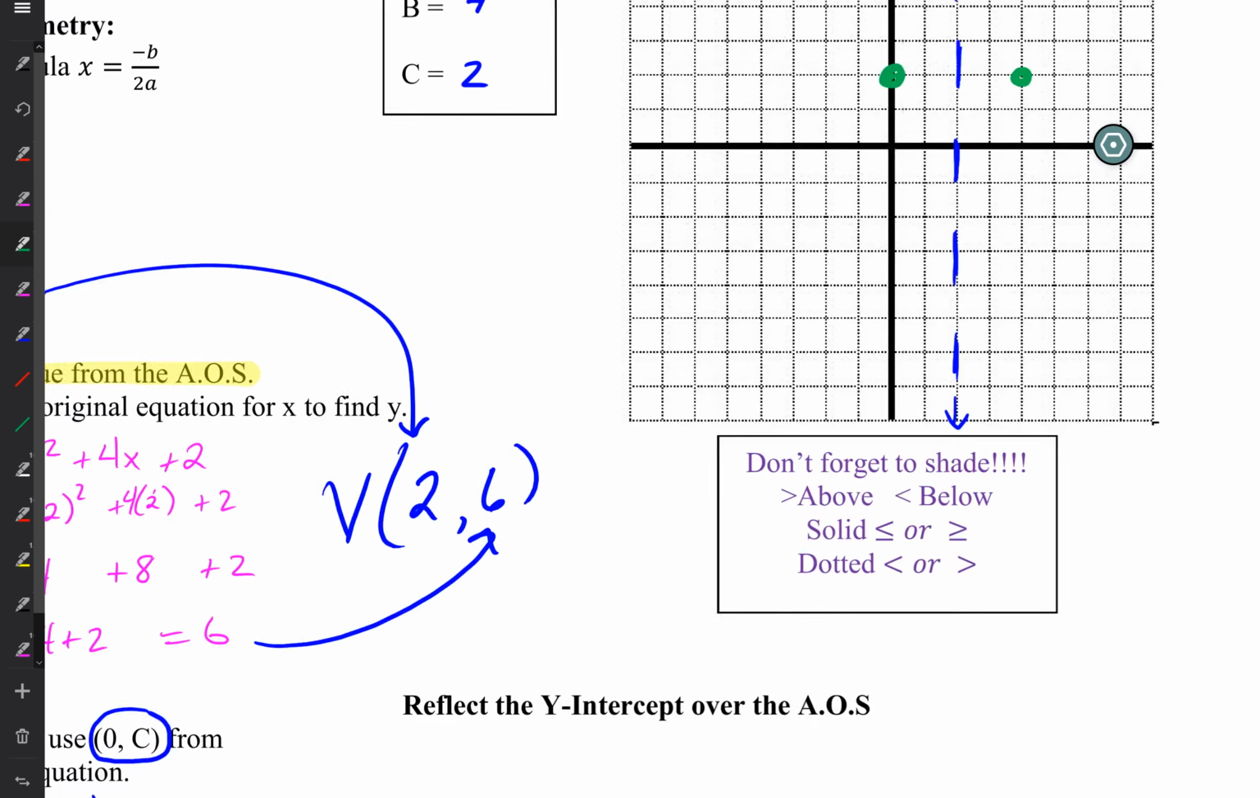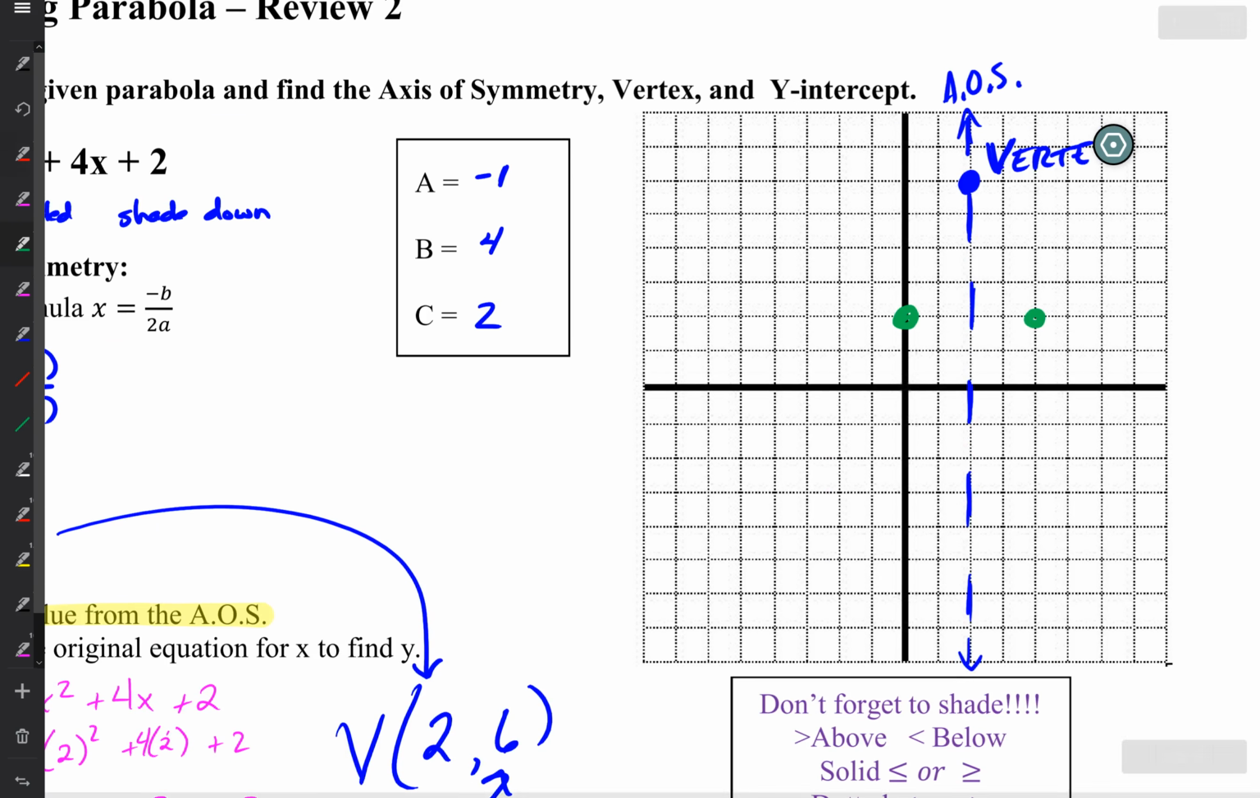So let's look at our values. I'm going to switch colors to red. Over 1 from the vertex, down 1. Reflect it, and watch this. Over 2, down 4. Did we land on the green dot? That's our check. So we know we're right.